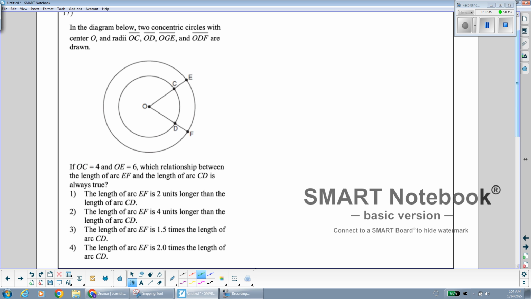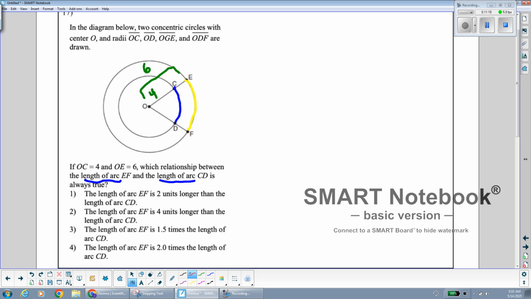In this next question over here, OC has a length of 4. OE has a length of 6. And we need the relationship between arc EF and arc CD. So arc EF is part of the outer circle, and arc CD is part of the inner circle. So in order to compare the relationships between the lengths of the arcs, CD and EF, I need to actually know what the arc lengths are for the pieces of each of those circles.